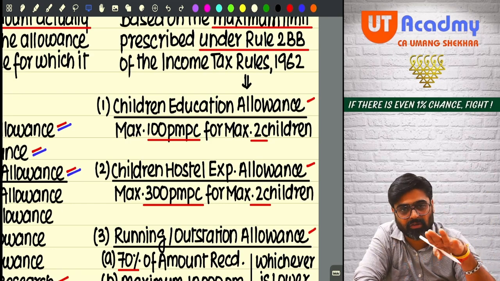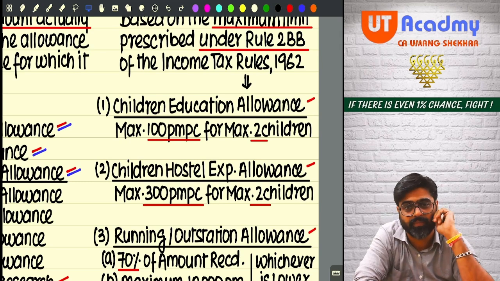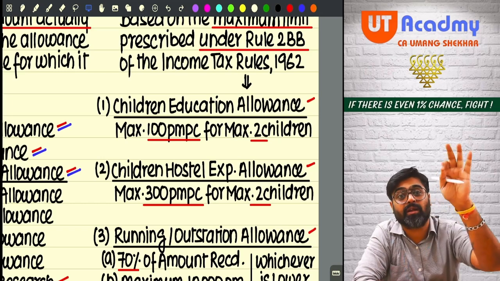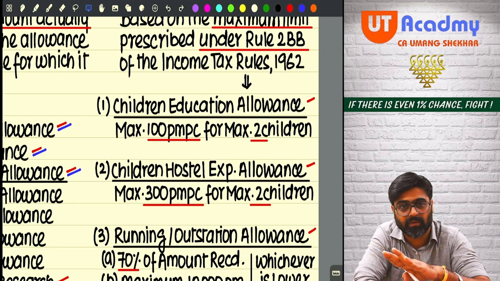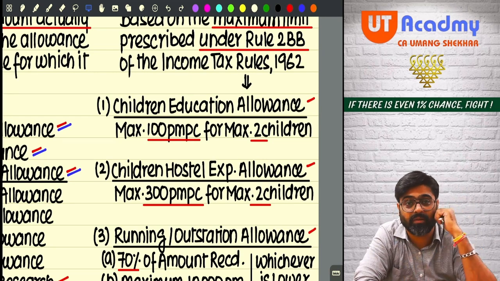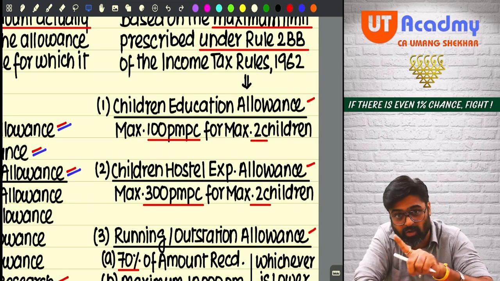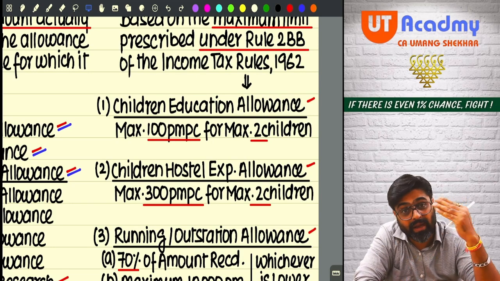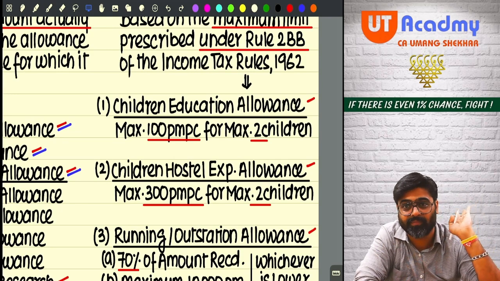Whatever allowance is given to you, if the amount is 100 per month per child or less, it will be fully exempt. But if the children education allowance you are receiving is more than 100 per month per child, then up to 100 it will be exempt. Excess amount will be taxable. And that you can do only for two children. For every other child, whatever allowance you are getting will be fully taxable. For that, 100 per month per child will not be exempted.